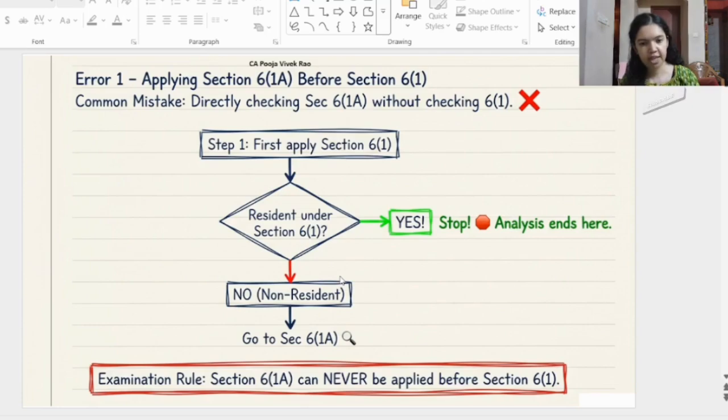So first you should apply section 6.1 and check if the person becomes a resident. If the person doesn't comply with the conditions under section 6.1, only then you will have to go ahead and apply the conditions given under section 6.1a.